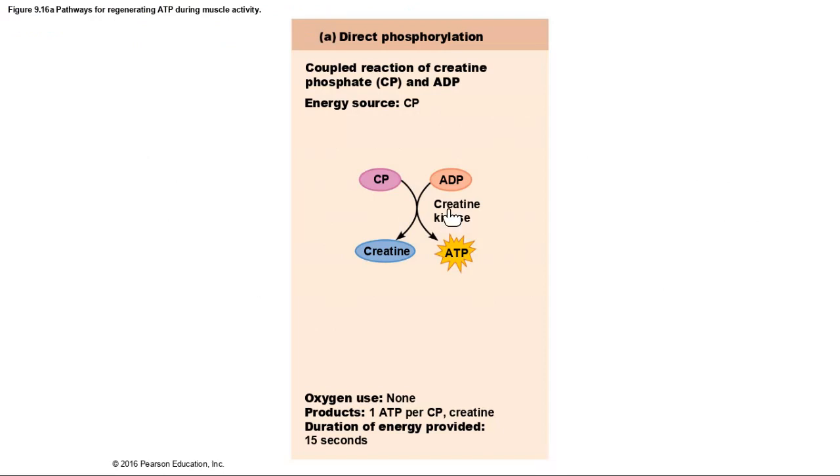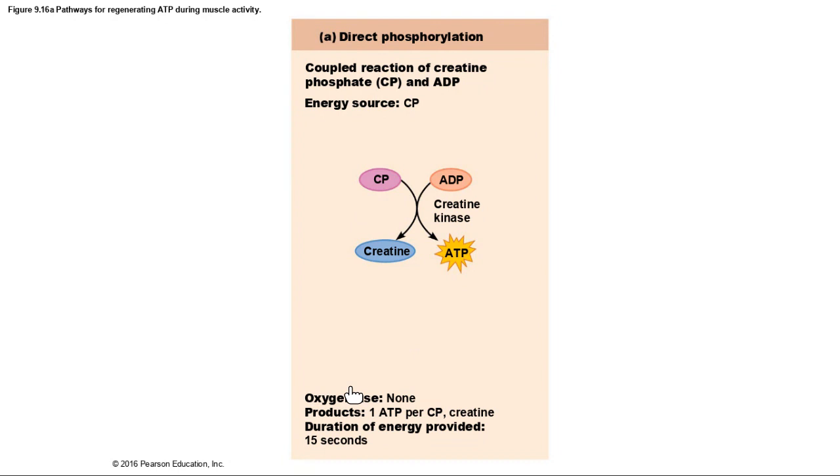So this is a picture of this. So you should study these pictures because what you want to know is how this works. You want to know how much ATP is going to result from this. So per every one creatine phosphate molecule, you will have one ATP formed.